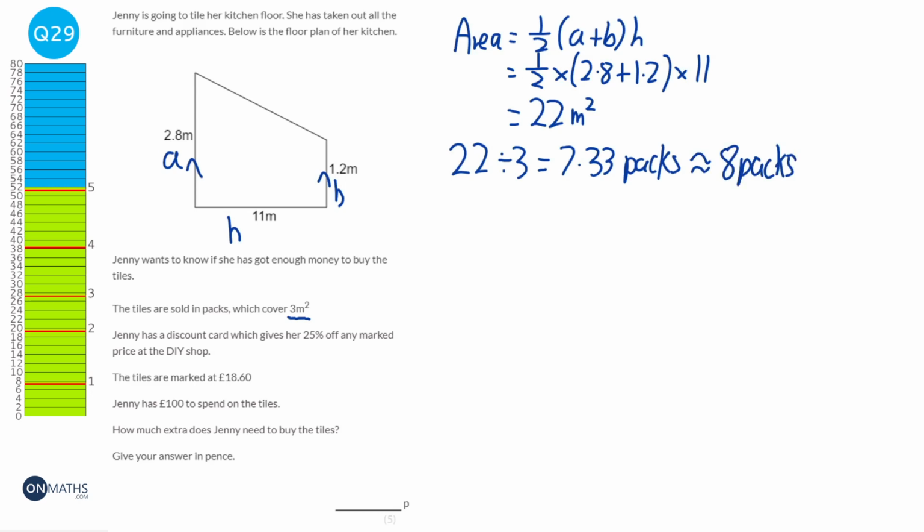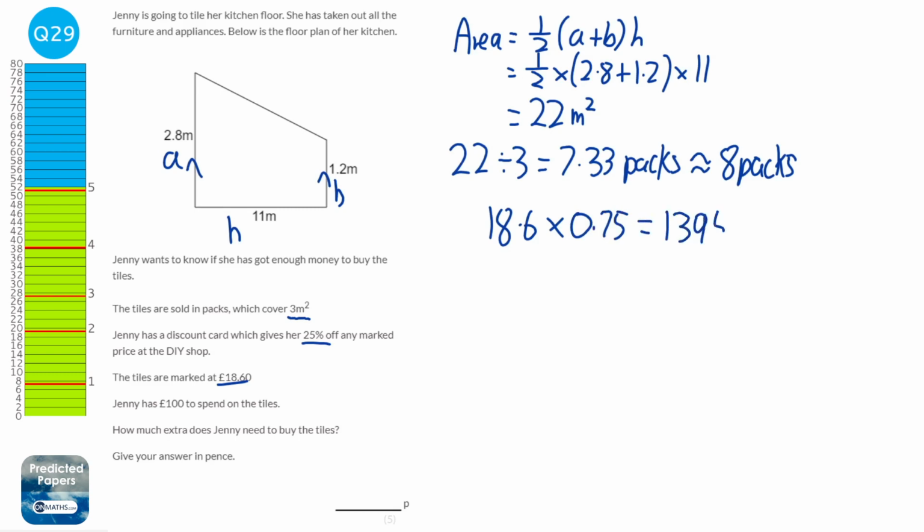Okay, next thing we look at is the fact that Jenny has a 25% discount. So we need to find out what 25% discount would do to the £18.60 for the pack of tiles. And so what we're going to do is get the £18.60 and times it by 0.75. So we're just going to find 3/4 of it because she has a 25% discount, and that would be 1,395. So the tiles are going to cost £13.95.